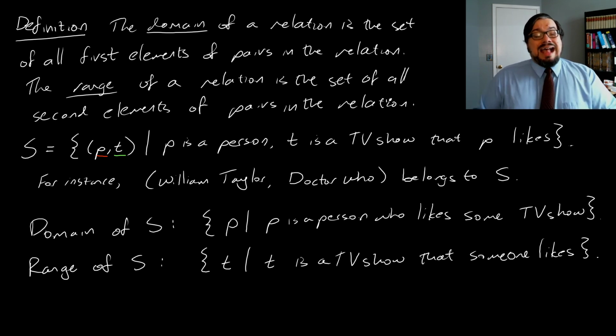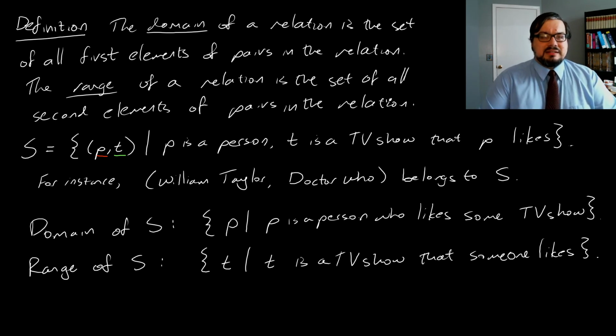All right, now while S has many pairs in it, it's still going to have a finite number of pairs because there's only finitely many people, there are only finitely many television shows, so there's only finitely many pairs P, T that could exist. Most of the time in mathematics, we are looking at relations that actually involve infinitely many different pairs because we're usually working with real numbers. So let's look at an example of that.